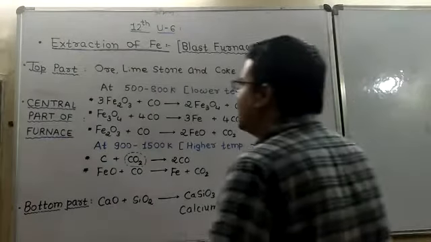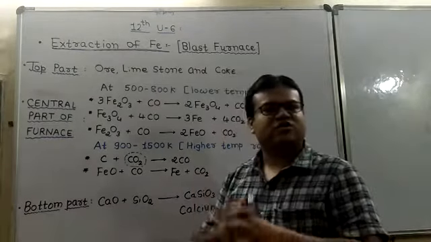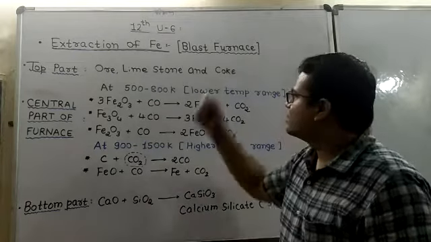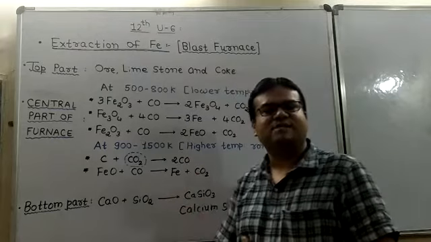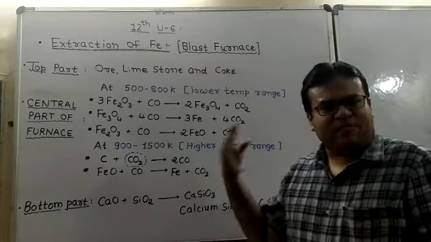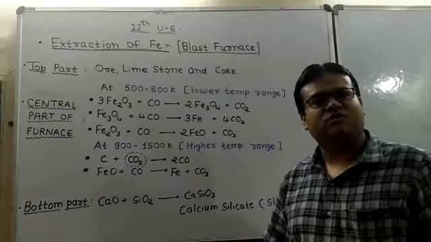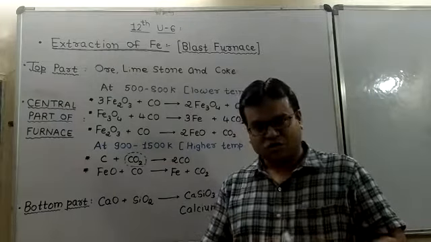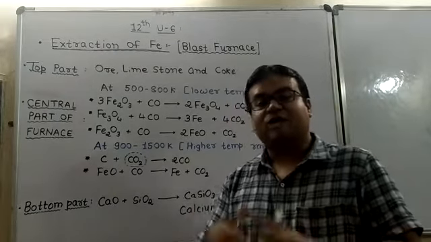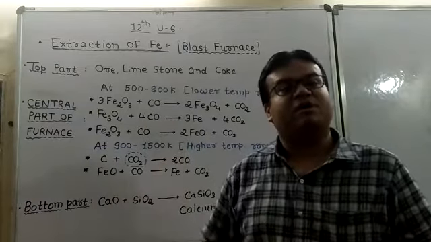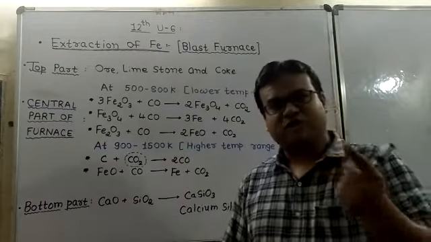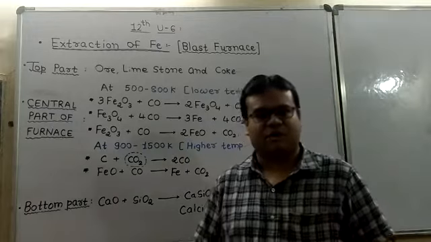So now let us consider an important topic related to extraction of iron metal. For extraction of iron metal on an industrial scale, we are using a furnace that is known as a blast furnace. And in the blast furnace, the reactions are observed at different temperature ranges. So if in an objective question they ask in which of the following metals different temperature zones are applicable, it is extraction of iron by using a blast furnace.